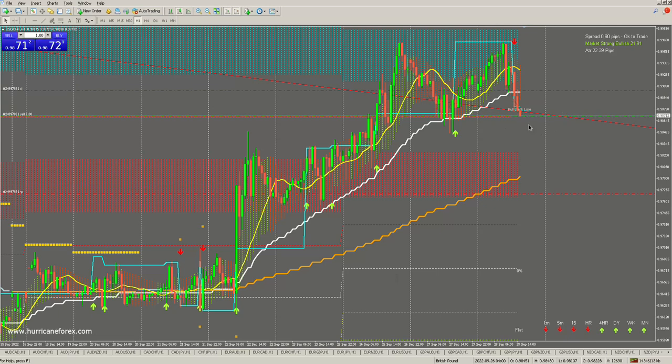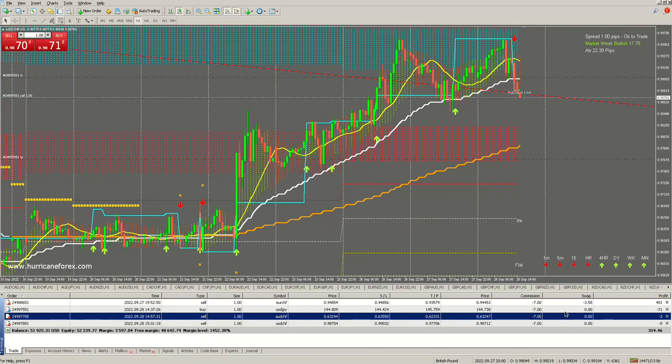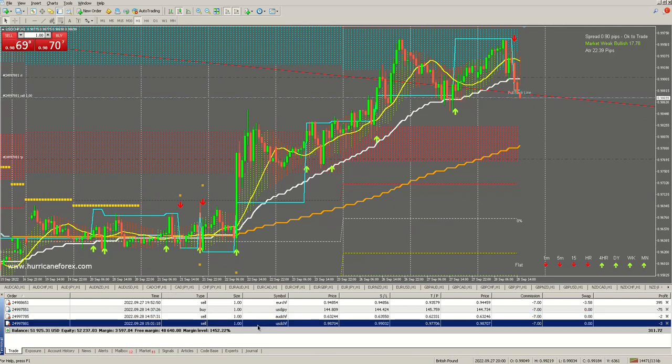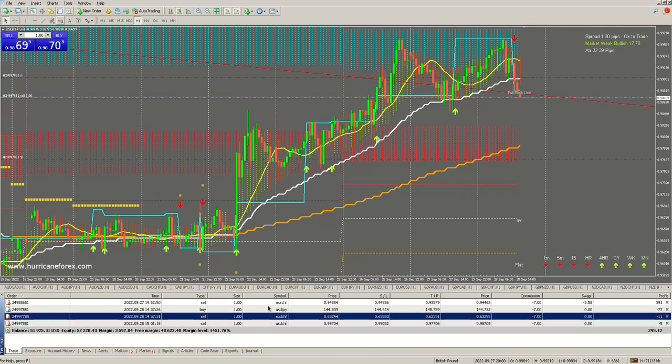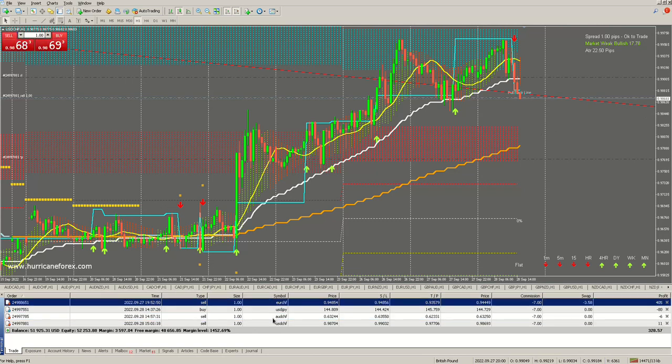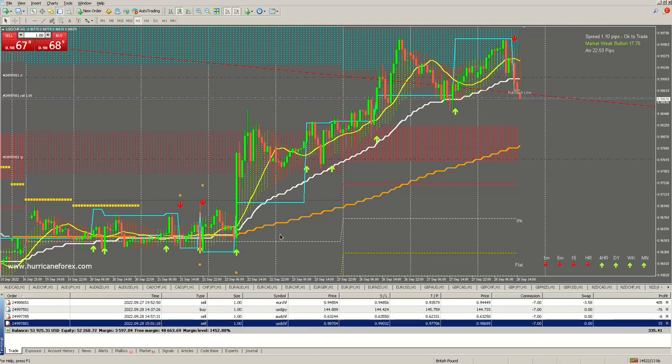If dollar Swiss carries on, now remember, let's just go back a stage. I already sold Aussie Swiss, and I'm selling Euro Swiss. So it makes perfect sense to go for the dollar Swiss sell as well. And you can see that they're going into profit now. And I've got a really nice trade going on the dollar Swiss. I'm 340 US dollars up at the moment on the trades today.